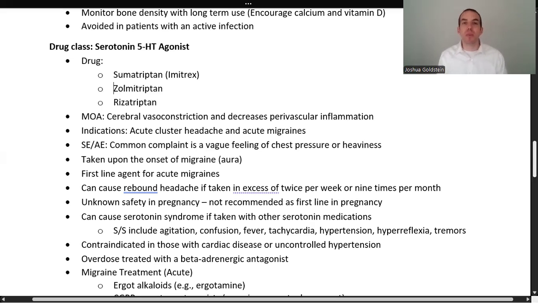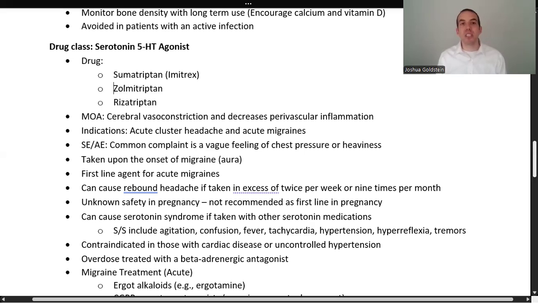Really quick, if you haven't already watched our mental health lecture, what is serotonin syndrome? It's where a patient has too high of a level of serotonin and they get a hyperactivation of a few different body systems. The signs and symptoms of this end up with agitation, confusion, fever, tachycardia, hypertension, hyperreflexia, and tremors.